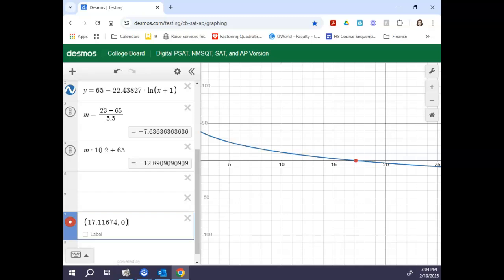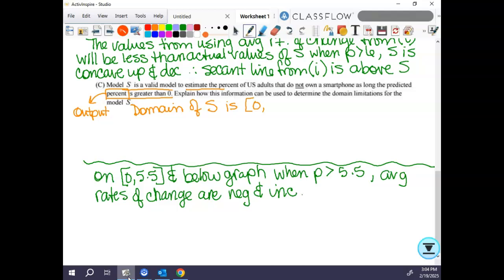Now, to me, I think percentages could be 0, but this says percent is greater than 0. It does not say greater than or equal to. So I'm going from 0 to 17.11674. Okay, that is my domain. I could have written the domain, you don't have to write it twice, but you could. Oh, I totally just closed that when I said I can't include it. You could have written it like this. I like interval notation better, but that is the domain, okay?